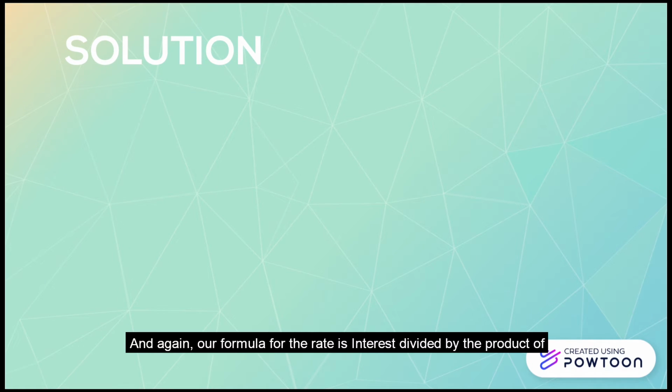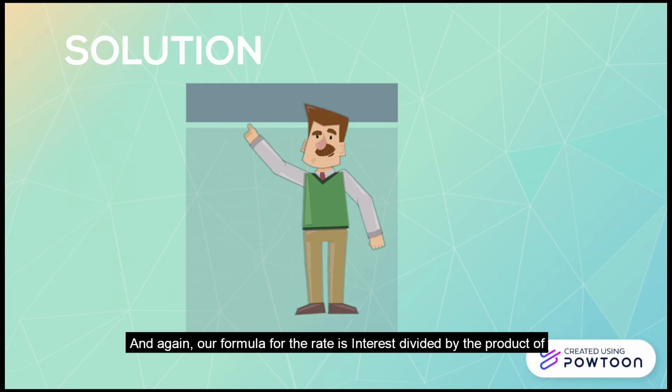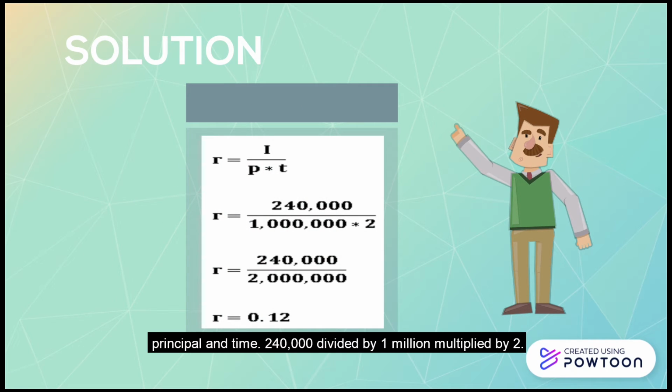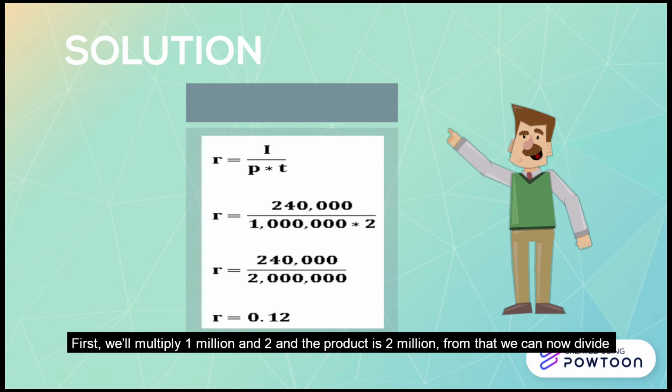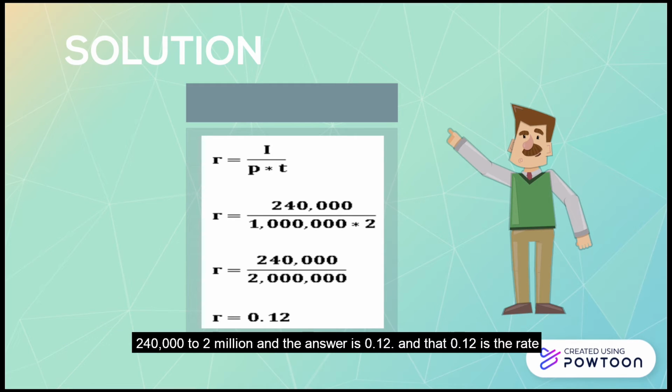And again, our formula for the rate is interest divided by the product of principal and time. 240,000 divided by 1 million multiplied by 2. First, we'll multiply 1 million and 2, and the product is 2 million. From that, we can now divide 240,000 by 2 million, and the answer is 0.12, and that 0.12 is the rate.